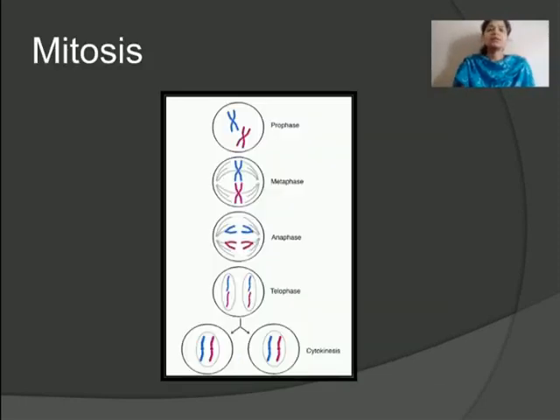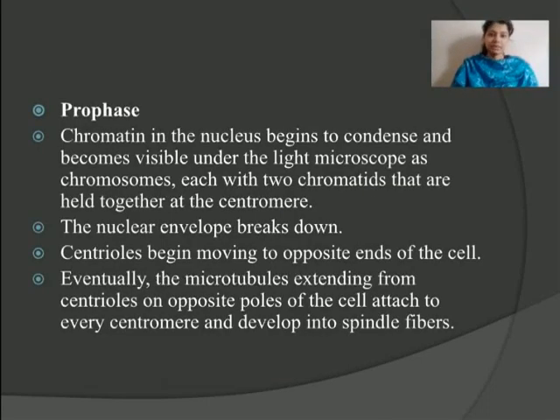Now this is a basic diagram of mitosis where a cell starts dividing and the ultimate result is the formation of two identical daughter cells. This is basically a continuous process involving distinct stages. The first being prophase, the second being metaphase, third being anaphase, fourth being telophase, and the last being cytokinesis, right? We'll be studying all these phases in detail, starting with prophase, right?